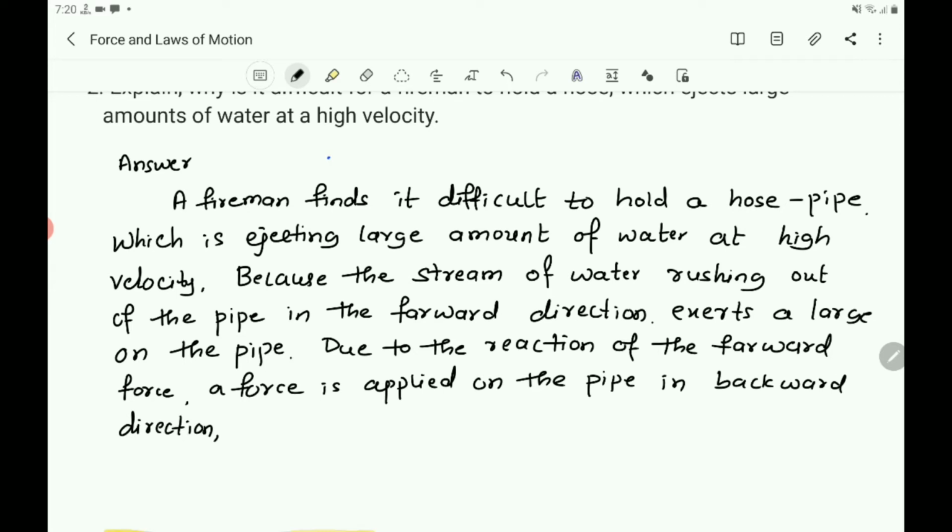Therefore, the fireman struggles to keep the hose pipe at rest.